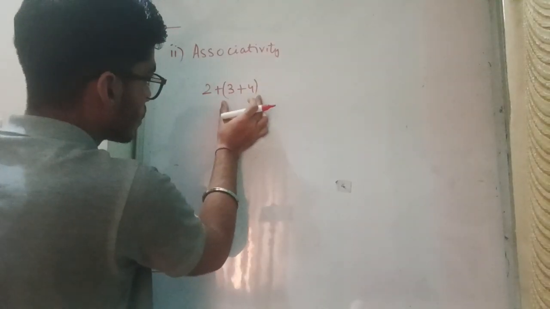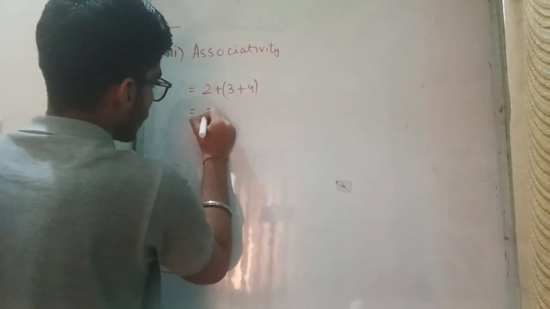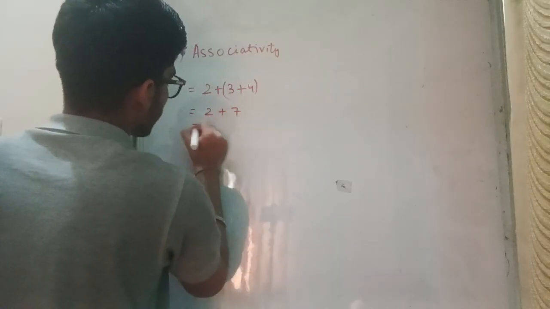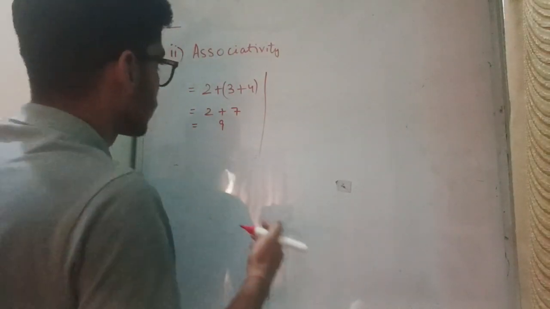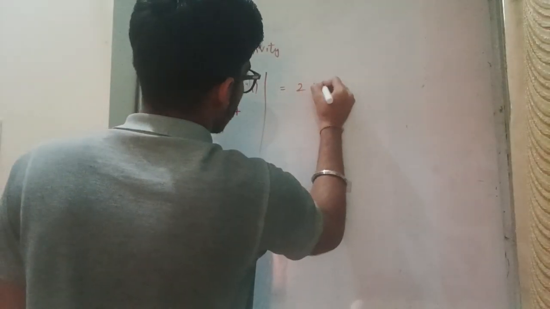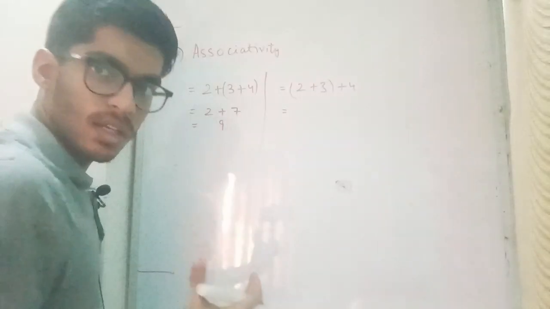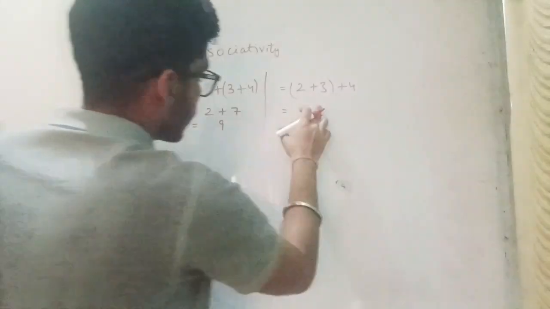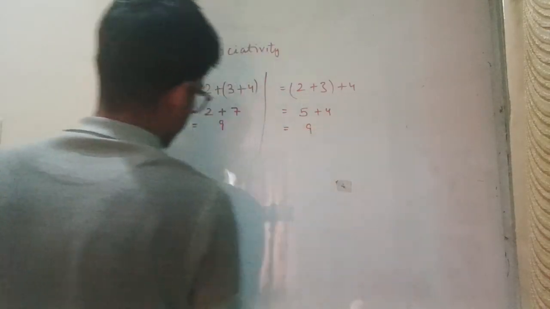we will first evaluate the brackets. So we can write it like this: 3 plus 4 is 7, 2 plus 7 is 9. But there is another way I can write this. Let's say I can write it like this: (2 plus 3) plus 4. Similarly, by following BODMAS, I can evaluate the brackets first, and I get 5 plus 4, and this is 9.